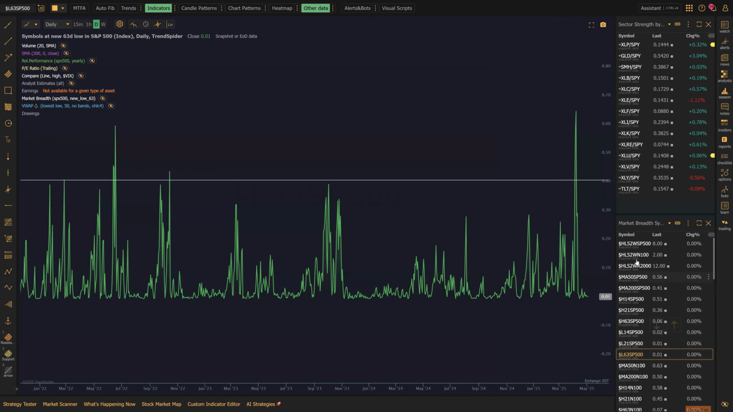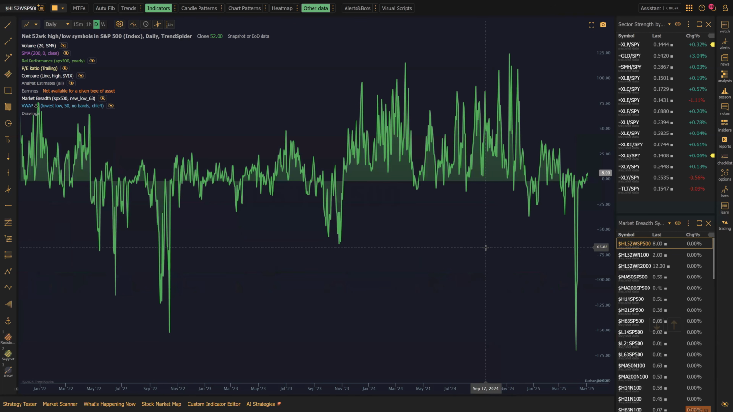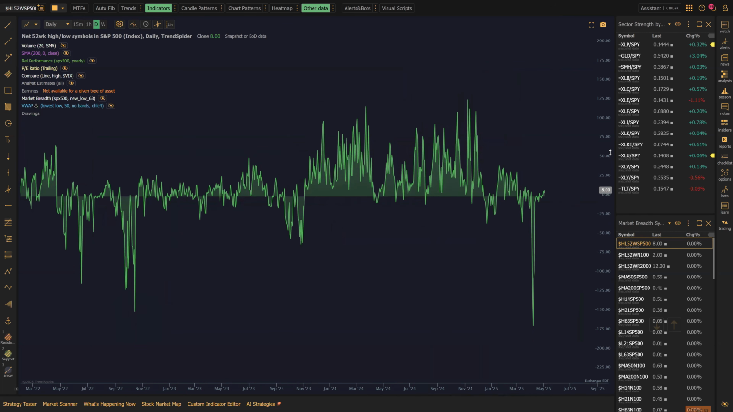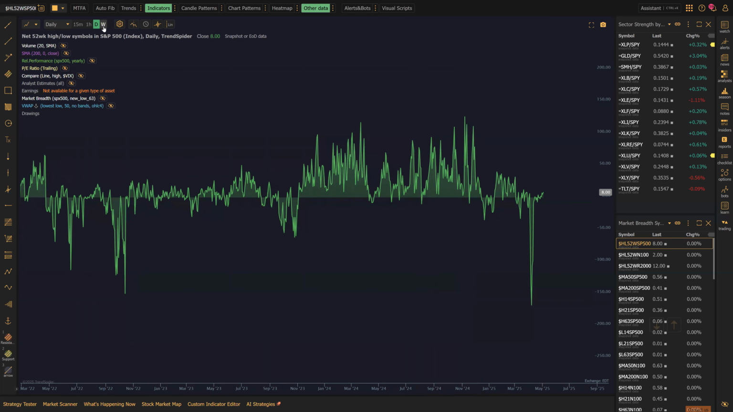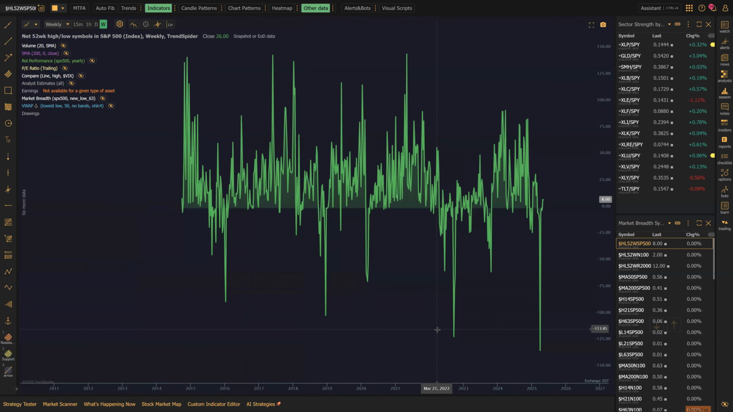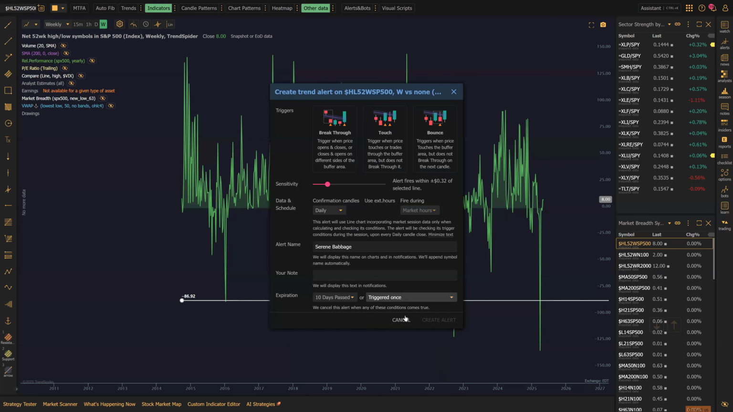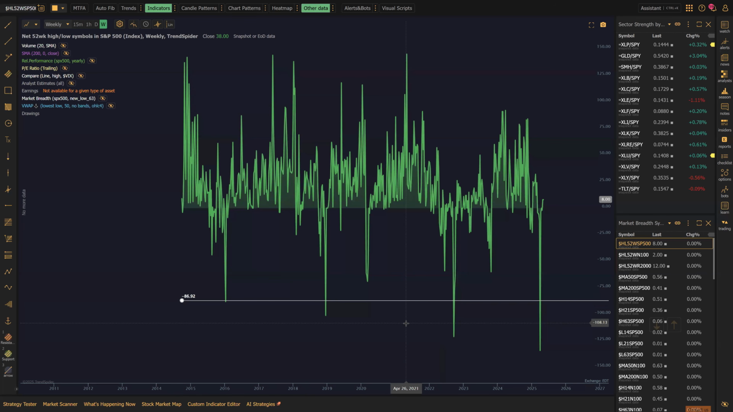Okay. And there's a couple other ones too. The net new 52-week high and low on the S&P 500 market breadth symbol is going to show you how many stocks are making new 52-week highs versus lows. And so kind of same deal here. Obviously, when it gets down really low, you can go ahead and set up your horizontal line and create an alert.